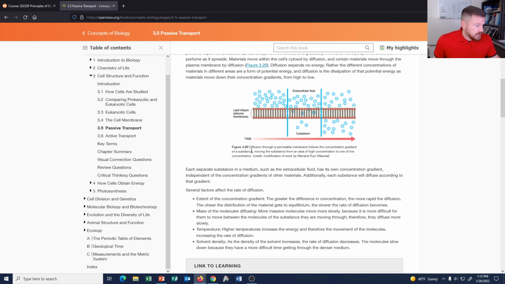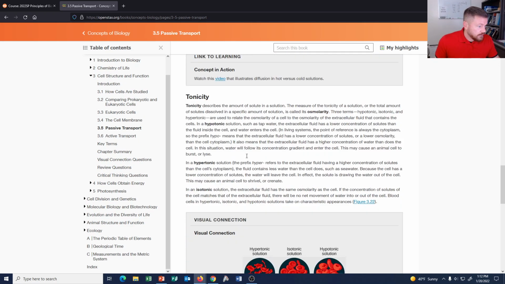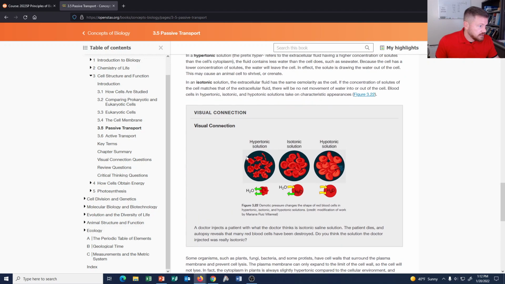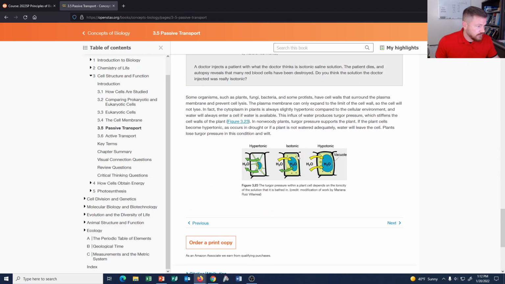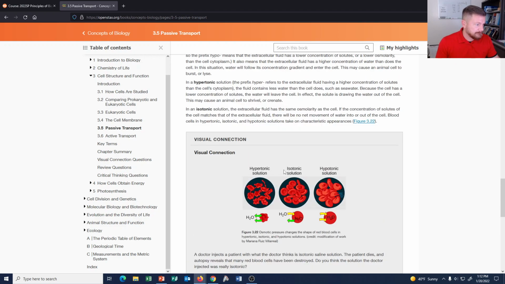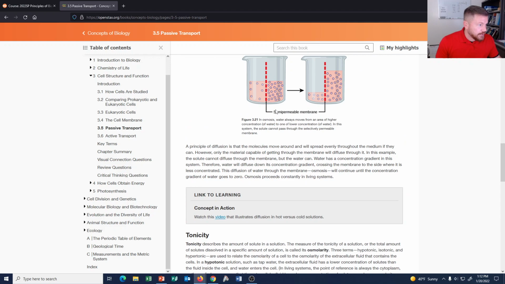All right, did I miss anything else in tonicity? Nope, I think I got that. Oh, I forgot, that's what I just covered. I forgot that little diagram was at the bottom. Whatever, my drawings are better.